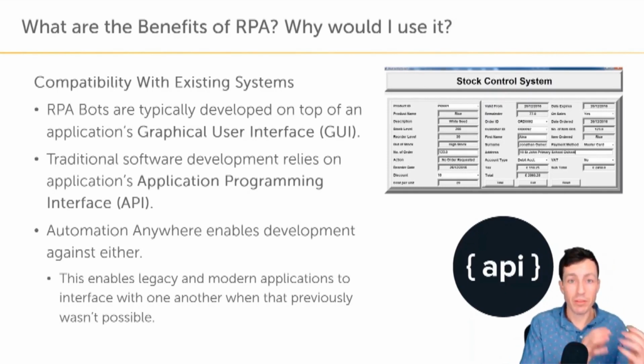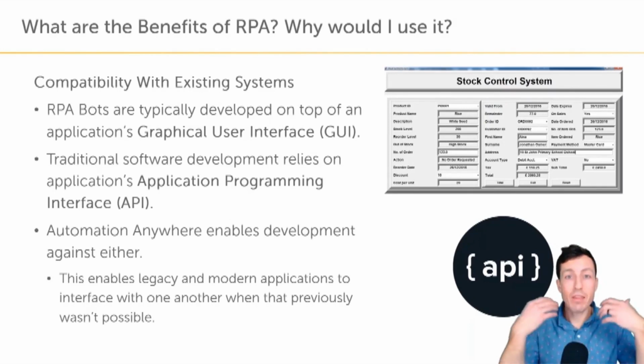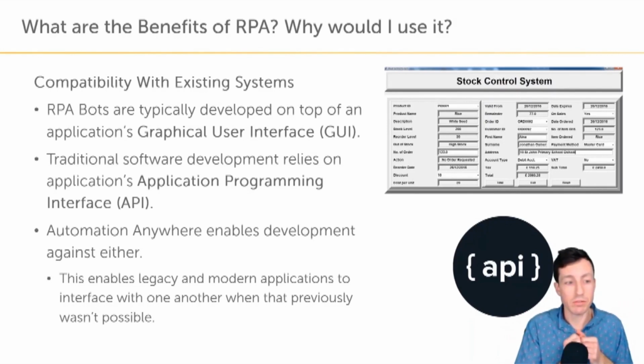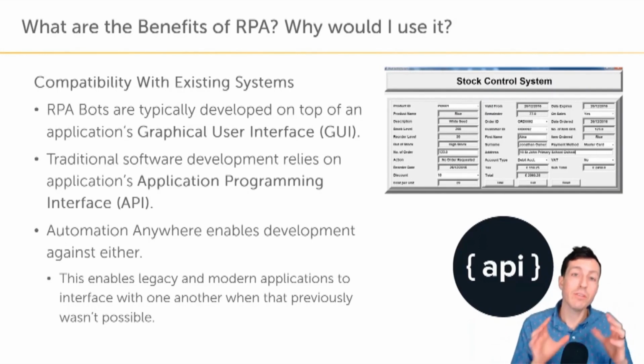Traditional software development, on the other hand, typically relies on an application's programming interface, or an API, right? And that's basically a service that's running that allows us to interact with that application. Now, some applications will have both. They'll have a GUI and an API. Other applications will only have one or the other. The key here is that Automation Anywhere allows you to develop against either.